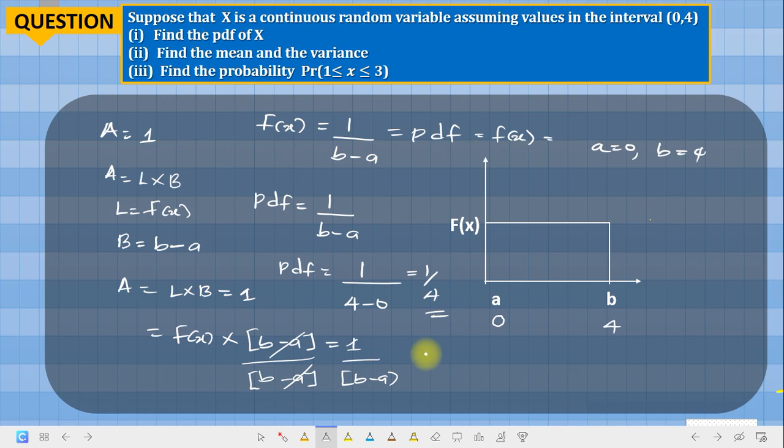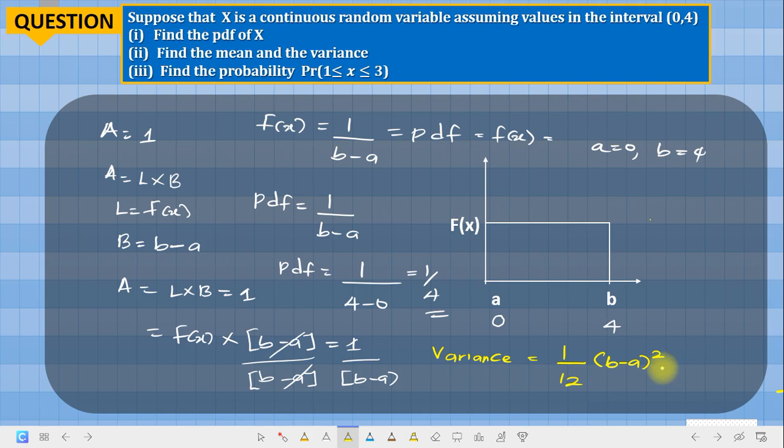Now the next thing we are asked is to find the variance. What is the variance? The variance is given by the formula 1 over 12 bracket b minus a squared. Are we getting it? That is the variance.